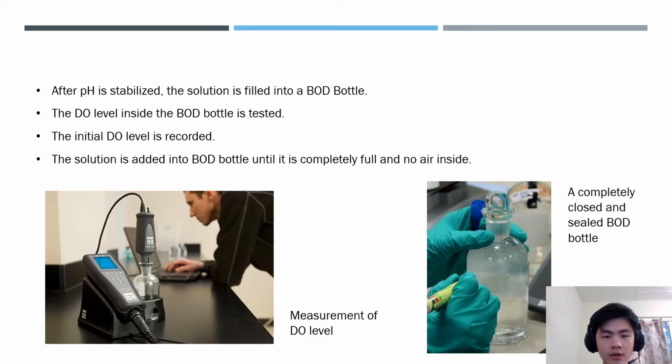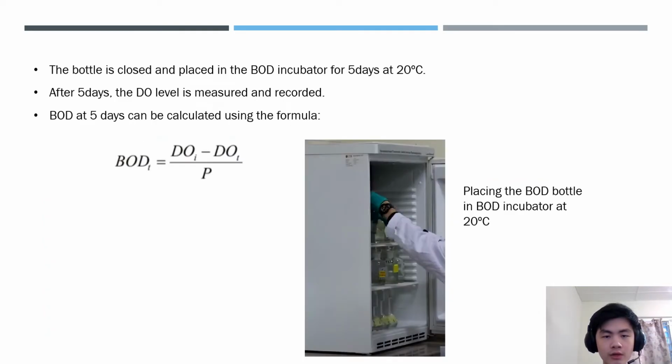The initial DO level will be recorded, and then the solution is added into the bottle until it is completely full and there is no air inside. After the bottle is completely sealed, we will place the BOD bottle inside a BOD incubator for 5 days at 20 degrees Celsius. After 5 days, the DO level inside the bottle will be measured and recorded again. So the BOD at 5 days can be calculated using the formula as in the slide.